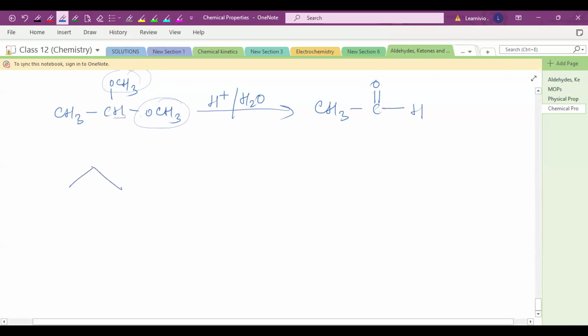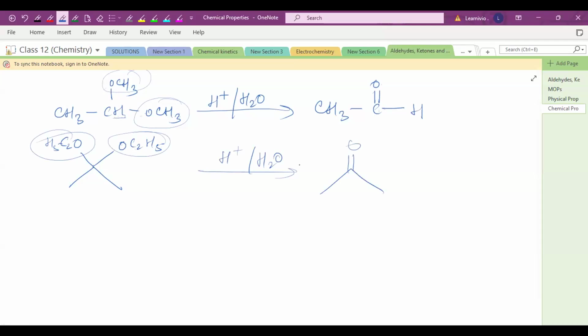Suppose we have another example. This is OC2H5, your ethoxy group. Again, when you do the acid hydrolysis, this whole group will be removed, and on the carbon from where you removed it, you will attach the oxygen. In the second example we are getting the ketone, but in the first one we are getting the aldehyde.